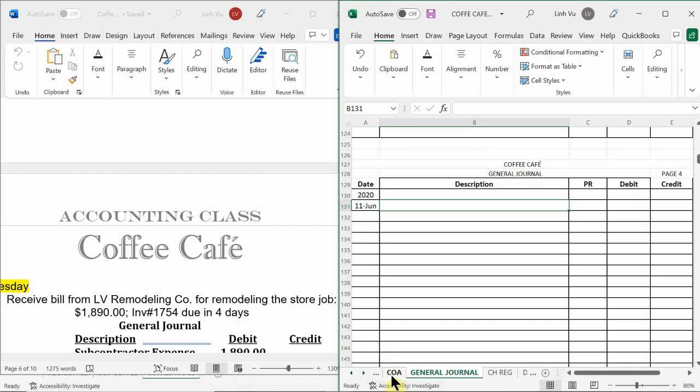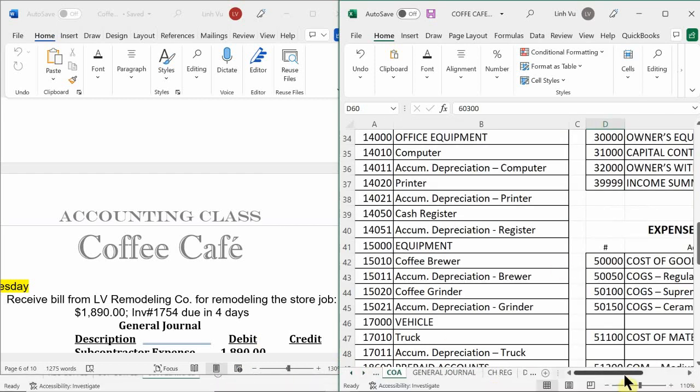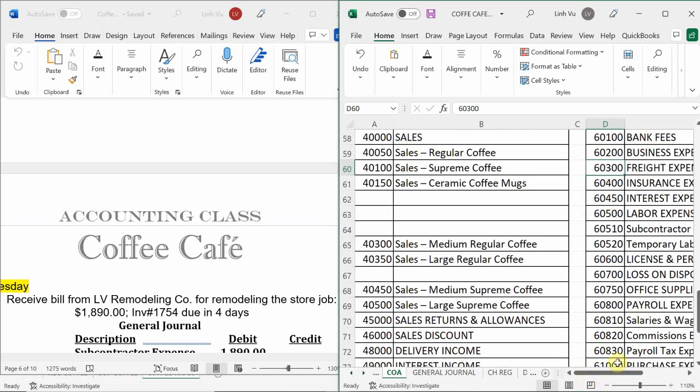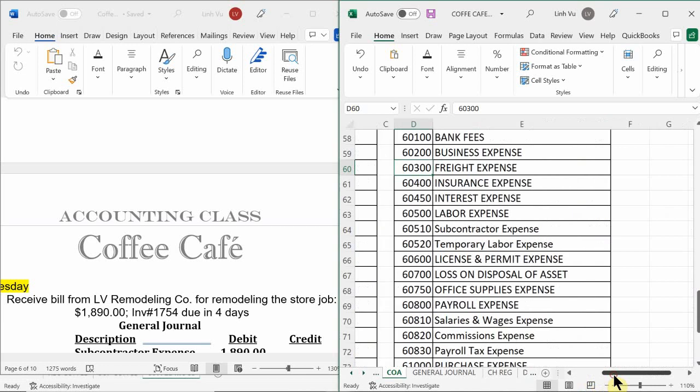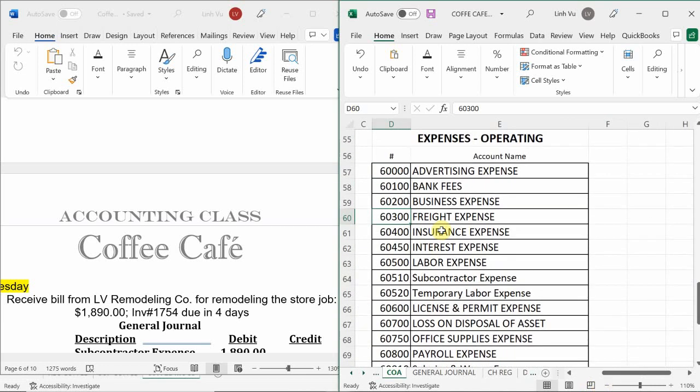Let's take a look at my chart of accounts. Is this advertising? No. Is it bank fees? No. Is it business expense? I mean, that seems like a likelihood. Is it freight expense? No. Is it insurance expense? No. Is it interest expense? No. What about labor expenses? Here we have a subcontractor expense.